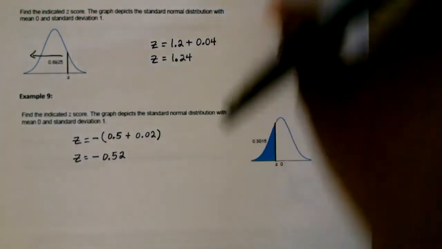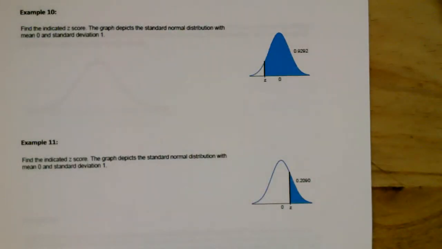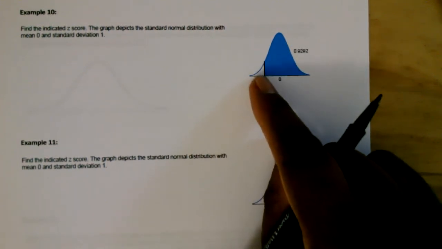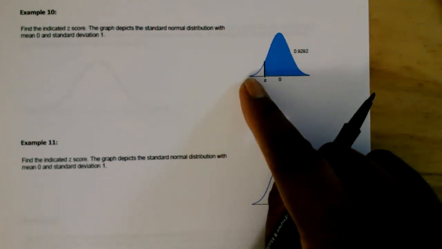Now suppose you had something like this. Here we want to find the indicated z-score. The graph depicts the standard normal distribution with a mean of 0 and a standard deviation of 1. And we want to find its probability. Notice we got the area to the right. If we're going to use table A-2 to help us, we need to find the area on the left-hand side. That's going to be this unshaded area on the left-hand side. So let's start by finding the area to the left.